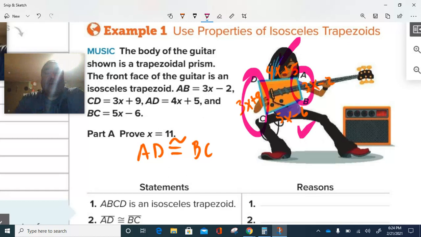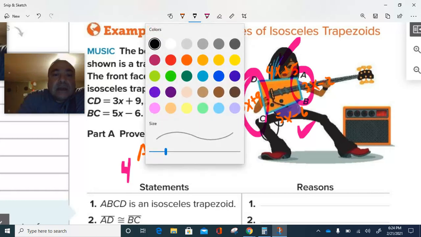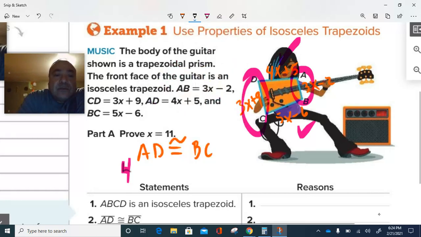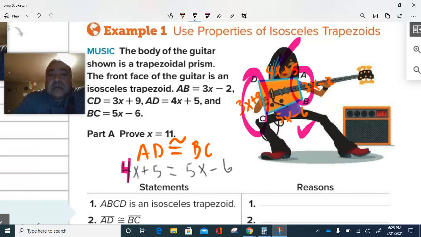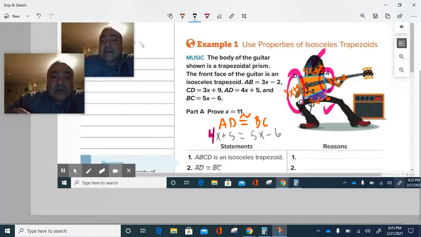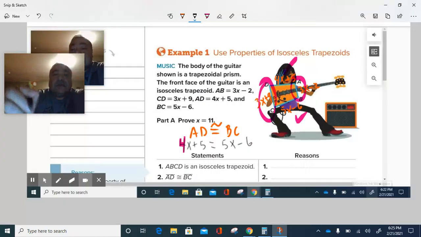So all we have to do is put AD equal to BC, and that's it in that situation. So I got 4x plus 5 is equal to 5x minus 6. Okay, and we will just do the math. If we do the math, we will subtract 4x from both sides.